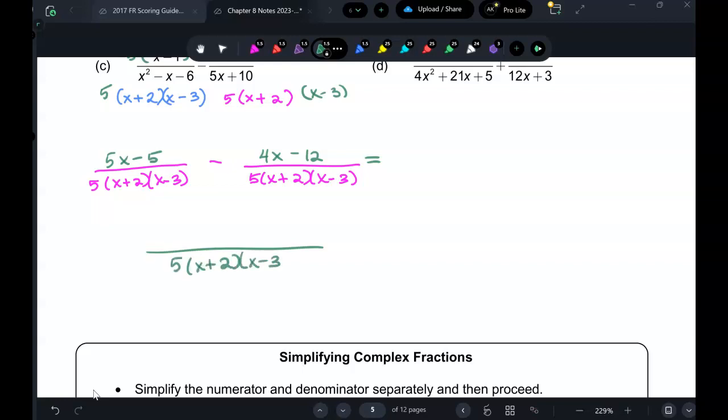Alright, so now, remember we got to distribute. So 5x minus 4x. Can we do this all in one? Yeah, it's just x. So just x minus 17. Careful. Negative 5, right, minus negative 12. So negative 5 plus 12 is positive 7. And that's it.